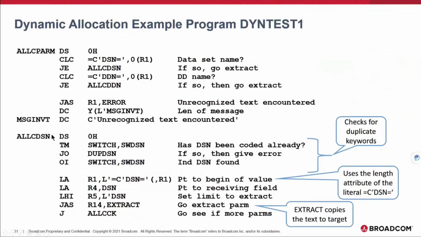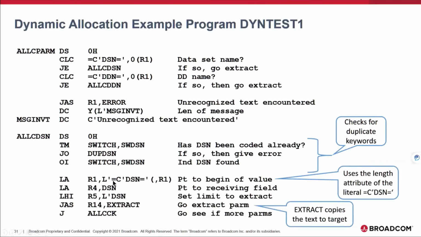We'll come down here, and now he's checking, have I encountered a DSN keyword already? And if I have, it's an error. If not, it drops through, and he sets that flag saying, I have found a DSN keyword. And then he points past it.